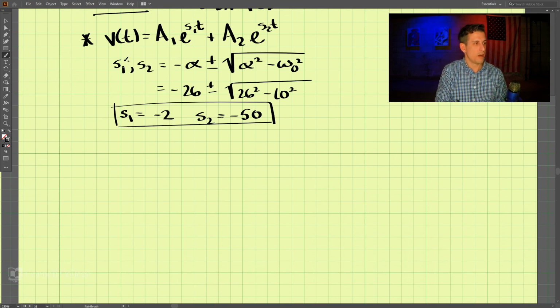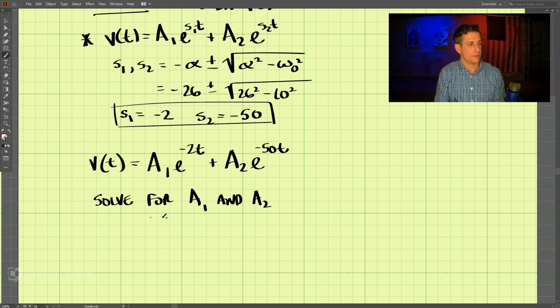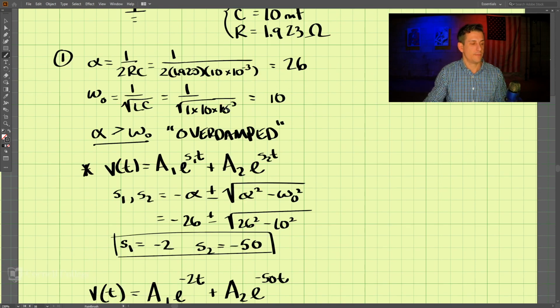Next, let's plug that into our equation. So V of t is equal to A1 times e to the negative 2t plus A2 times e to the negative 50t. Now we need to solve for A1 and A2. And we do that with the initial conditions. We know from our problem that V naught is 5 volts.